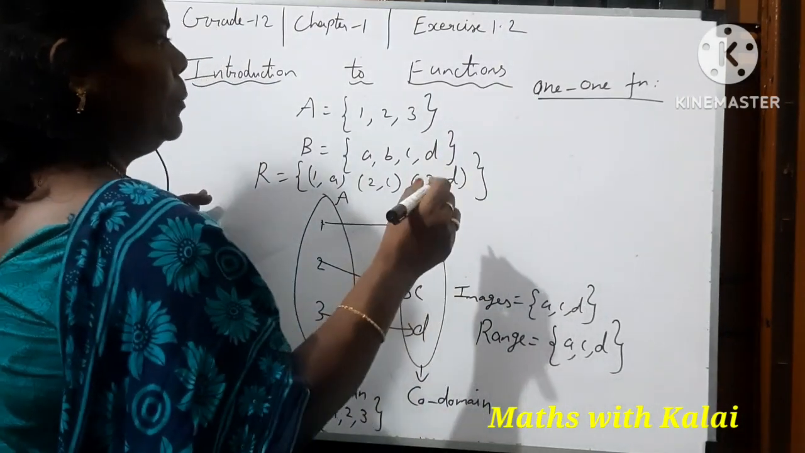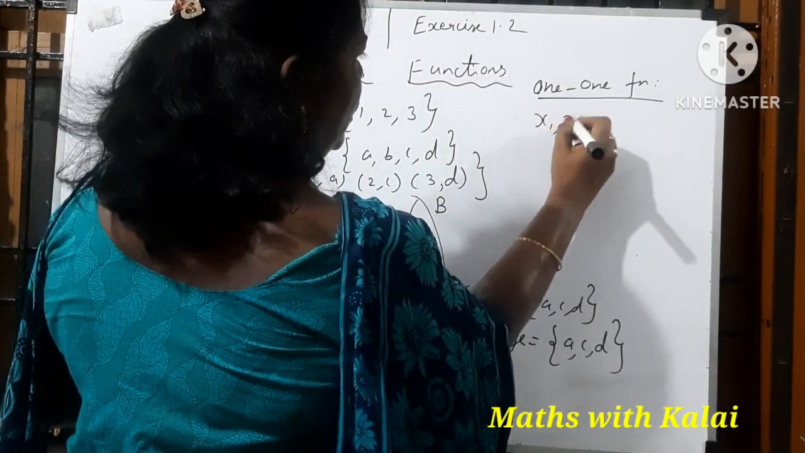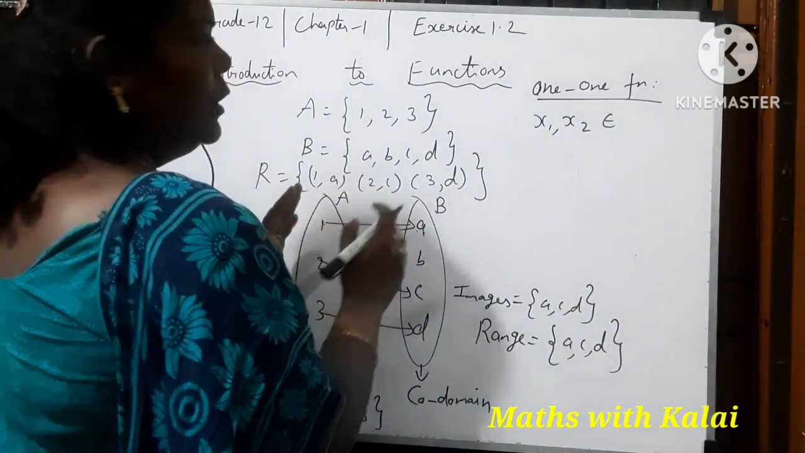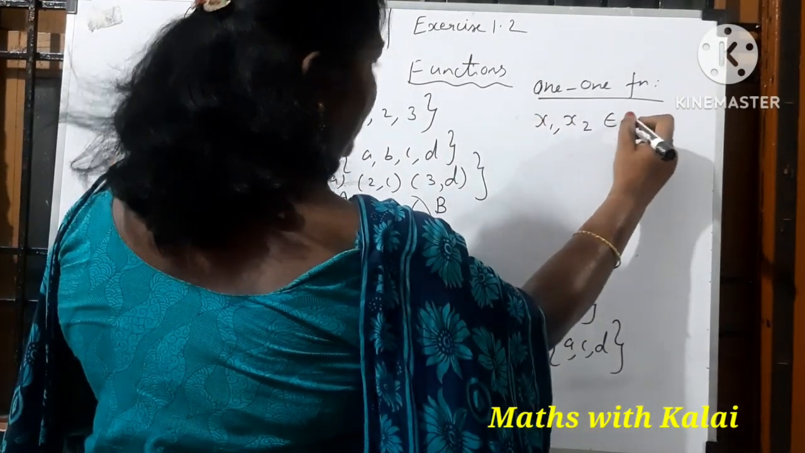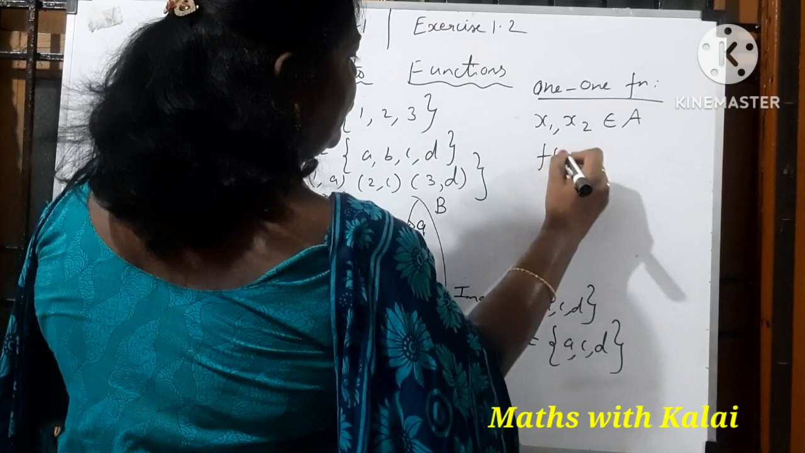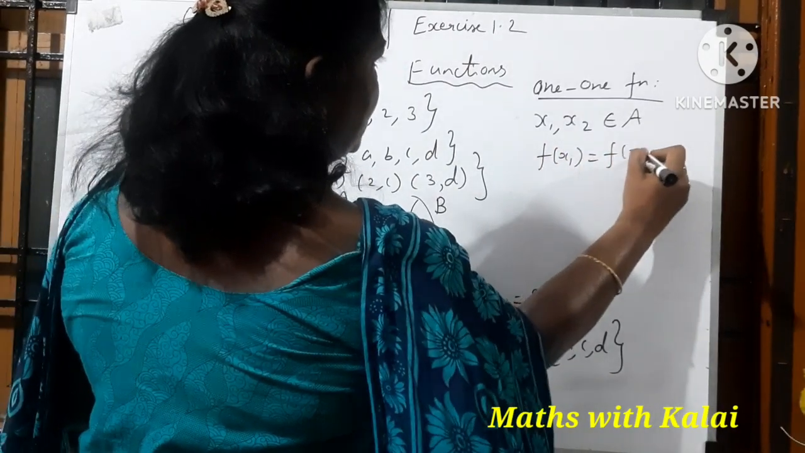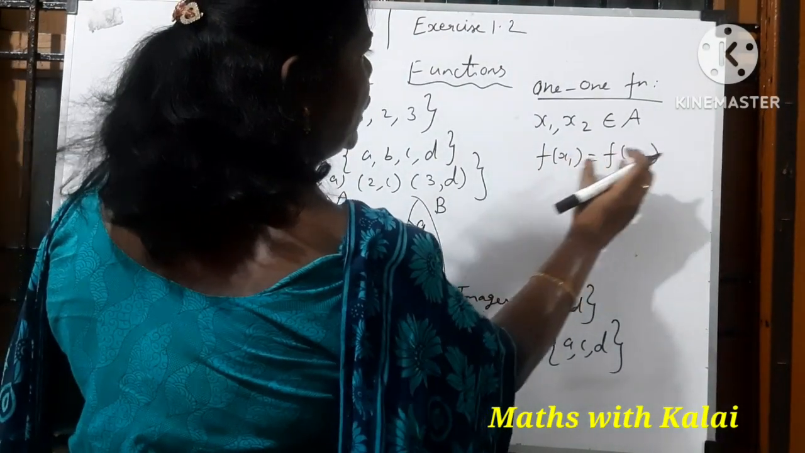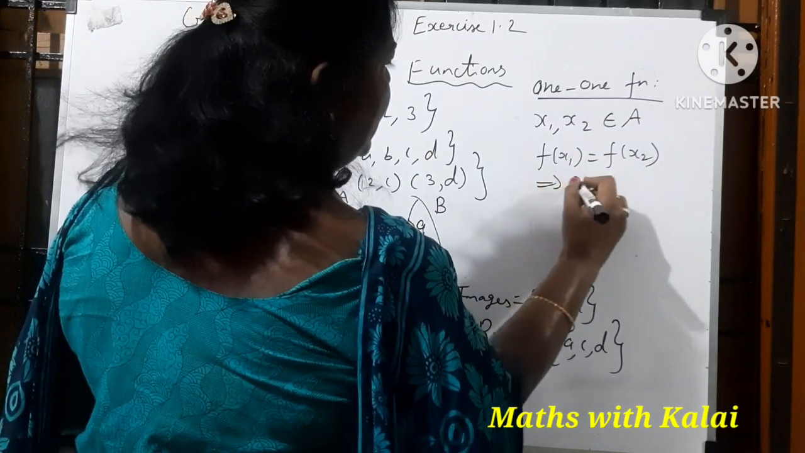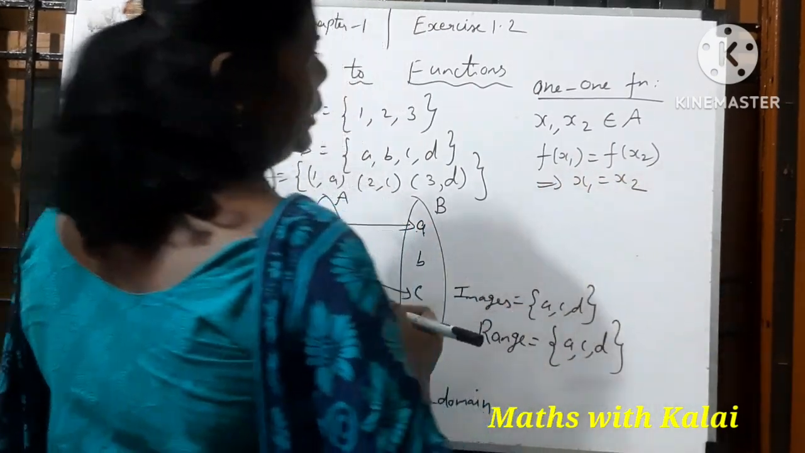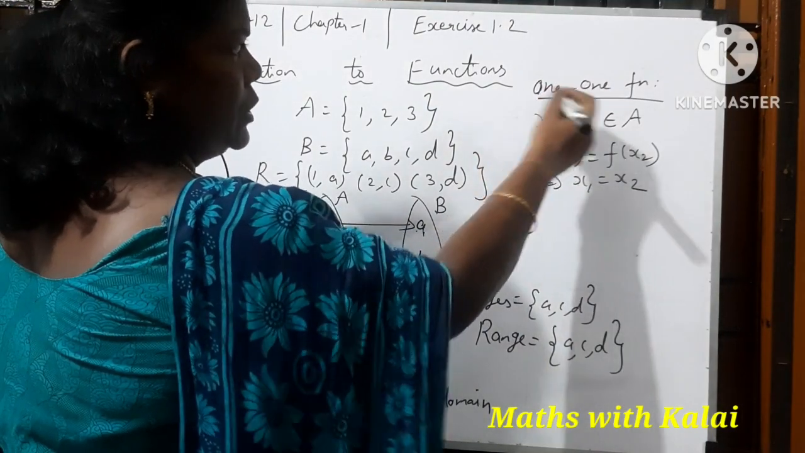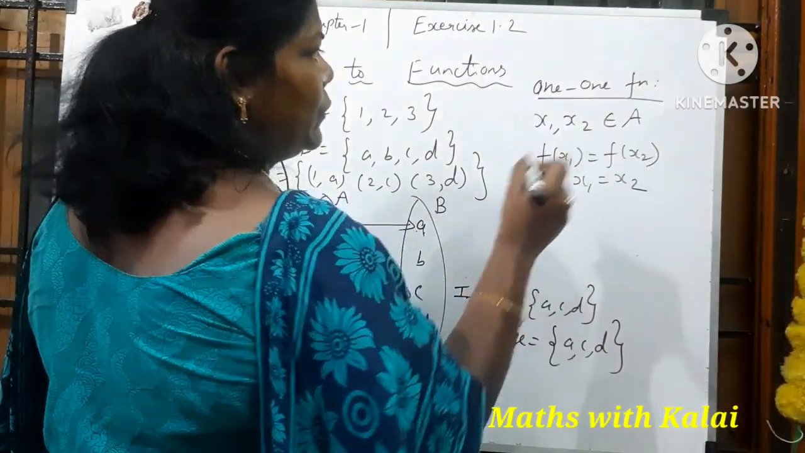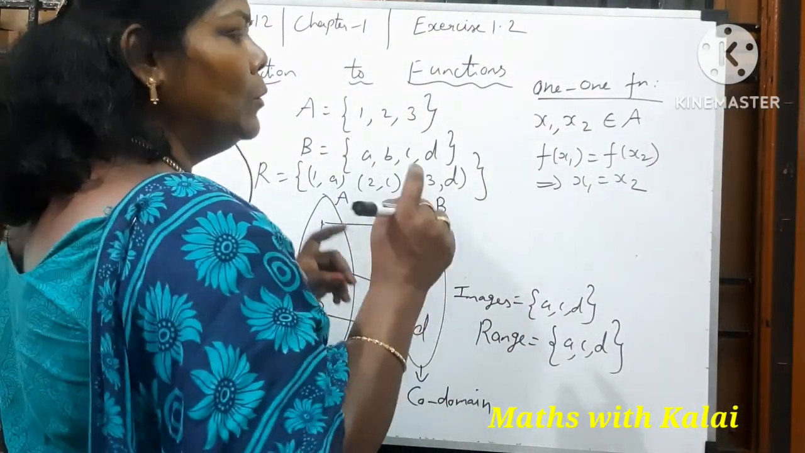Okay, theoretically, how do we prove it? Take two elements x1 and x2 belonging to the first set, that is the domain. If for any x1, x2 belonging to the domain, say our domain is A, f of x1 equal to f of x2 leads to x1 equal to x2, then you can say the function is one to one. Otherwise, for any f of x1 equal to f of x2, if you can prove that x1 is equal to x2, then the function is called a one to one function.